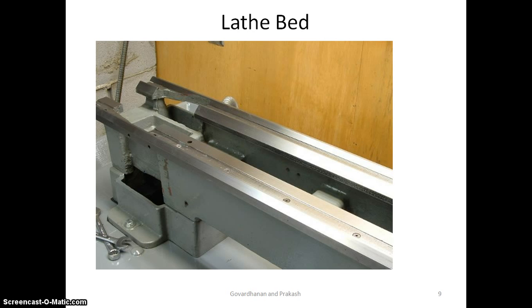Lathe bed. Lathe bed is the base of the machine. The headstock is located on the left end, the carriage is in the middle, and the tailstock at the right end of the bed. The bed has guideways which are flat or inverted V. The carriage and tailstock may be moved on the guideways.